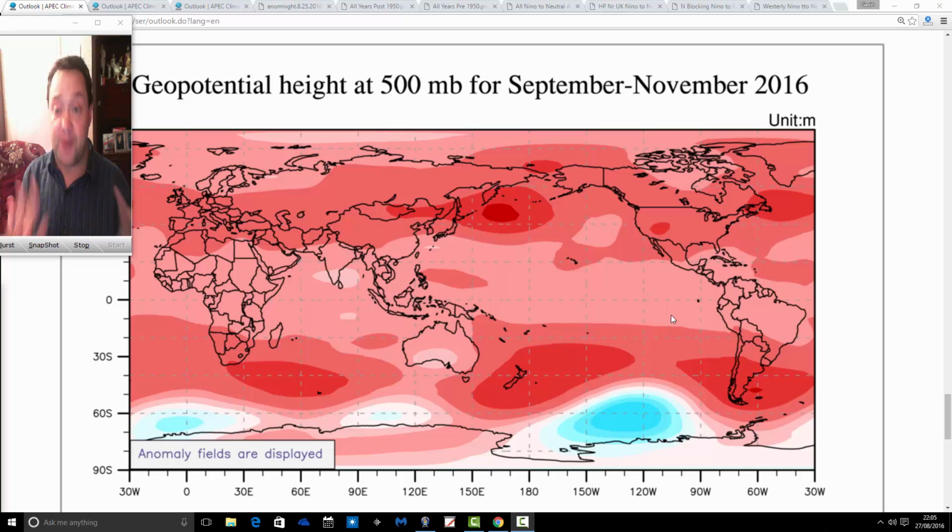Just going to start off with the Apec model, because when we did the last model update last week, we were short of a couple of models. We were short of Apec, and we should have Beijing Climate Centre. So I thought I'd just start with the Apec. It has updated, and then we'll go on and have a look at the analogues.